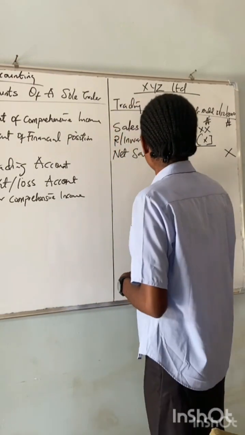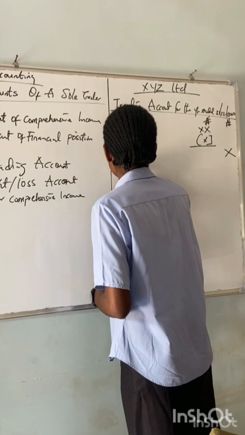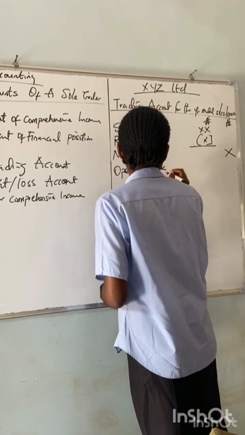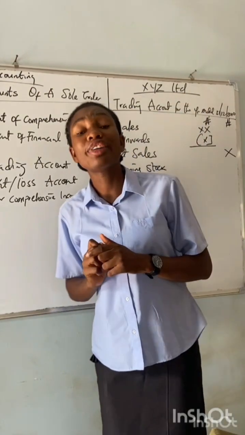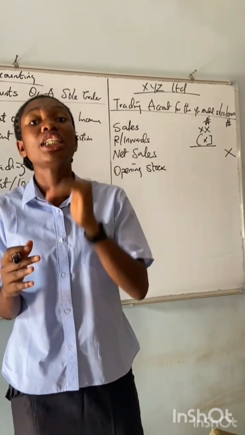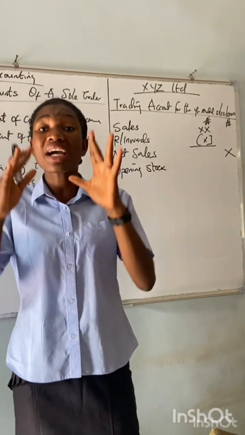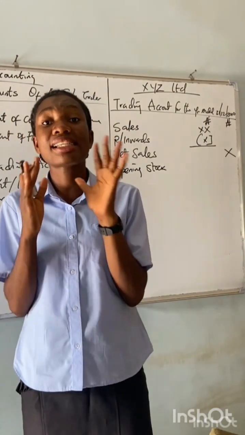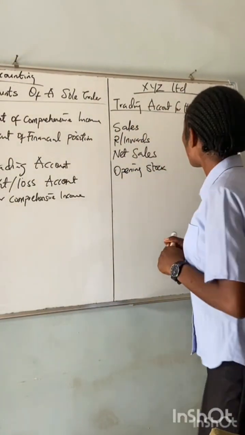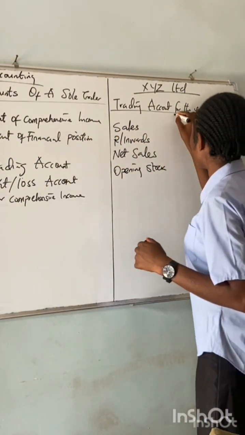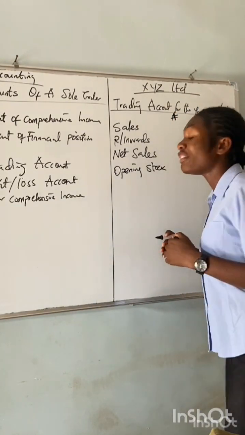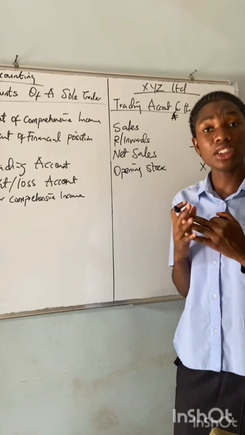Now the first thing we look at is our opening stock. Our opening stock refers to the goods that are available in the business at the beginning of the year. That is, these goods were available in the business as the year started. So it is called opening stock, goods available. So we consider the value of those goods. Let me be bringing in the naira sign. We consider the value of those goods that were available at the beginning of the year.